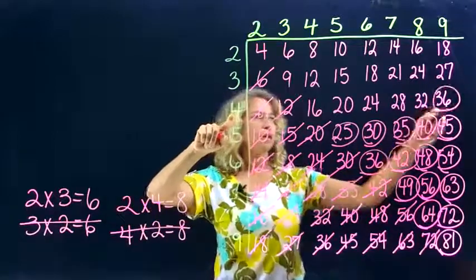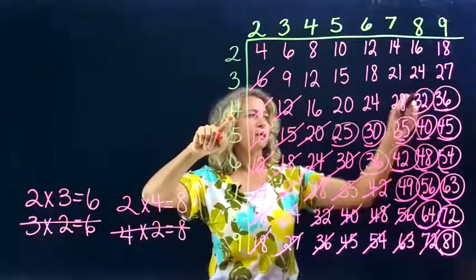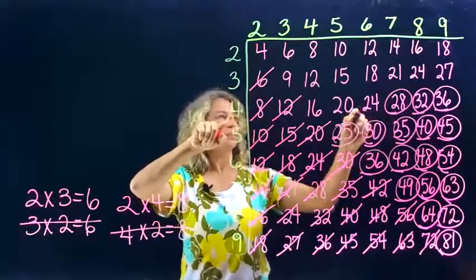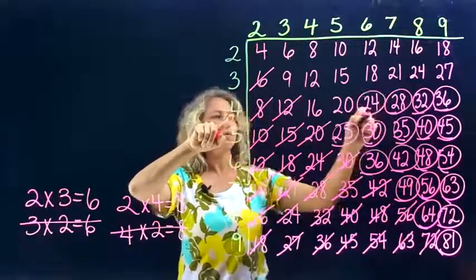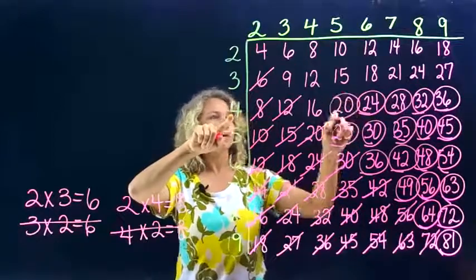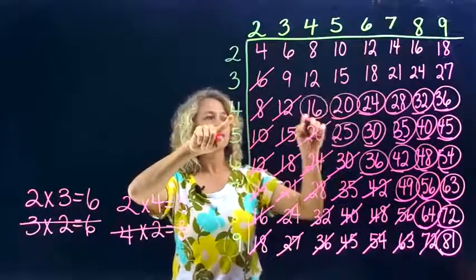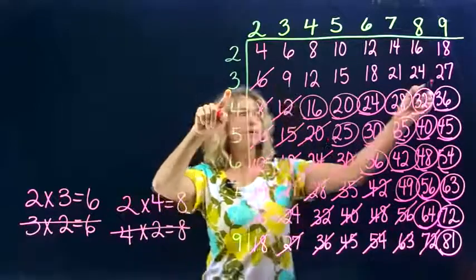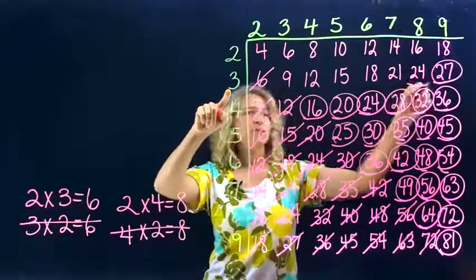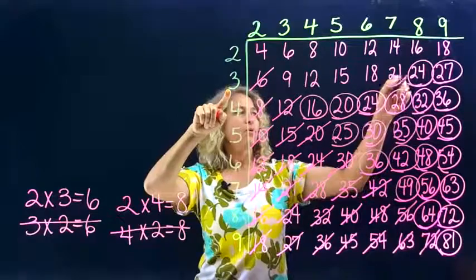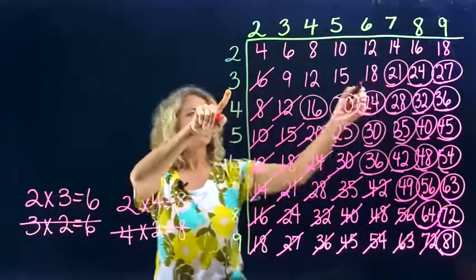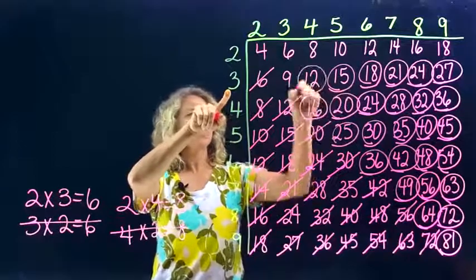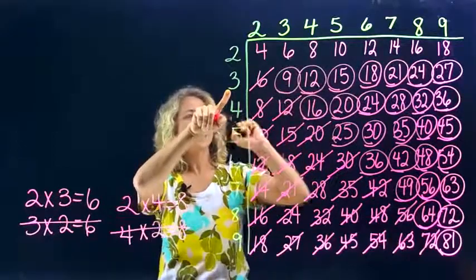4 times 9, 36. 4 times 8, 32. 4 times 7, 28. 4 times 6, 24. 4 times 5, 20. And 4 times 4, 16. Now, 3 times 9, 27. 3 times 8, 24. 3 times 7, 21. 3 times 6, 18. 3 times 5, 15. 3 times 4, 12. 3 times 3, 9.